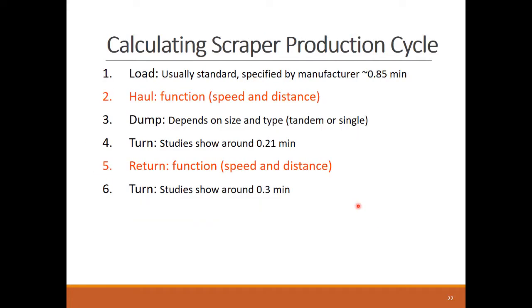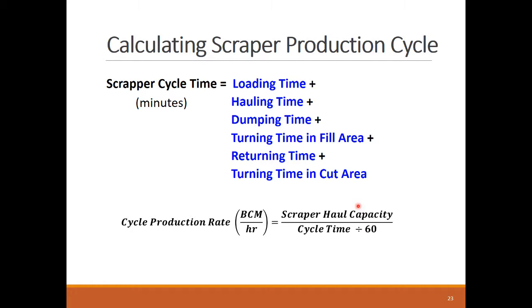So here's a summary of the steps of calculating the scraper cycle time. In detailed scraper cycle estimates, the haul and return times are broken down into segments of acceleration, normal speed, and deceleration for more accurate time estimates. For accurate production estimates, it's recommended to account for acceleration and deceleration times before and after the scraper haul and return trips. Adding up all these times will result in the total cycle time.